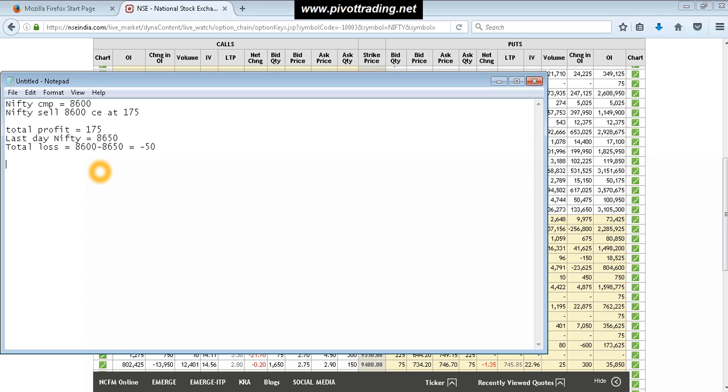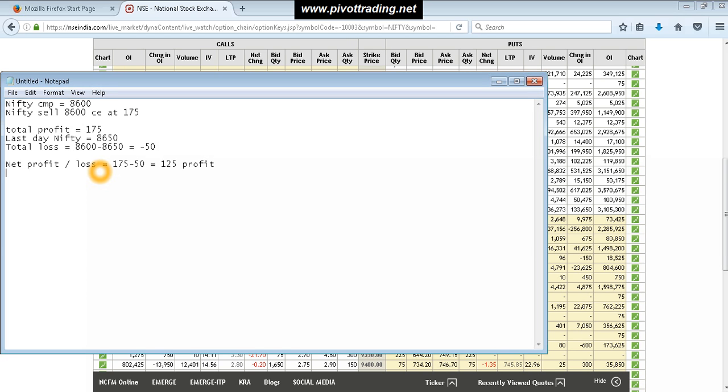But then your net profit or loss is equal to 175, which was your initial profit, then you got a loss of 50 rupees, so your net result is a 125 profit.